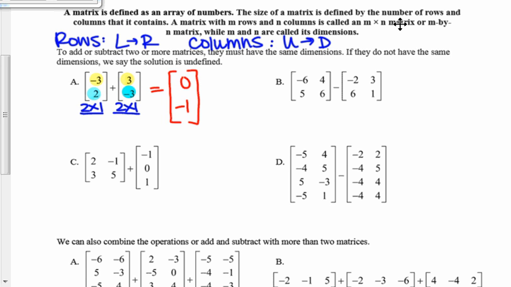Here's my answer. Now let me explain this just a little bit. When we add or subtract matrices, if we can add them or subtract them, which means they have the same dimensions, our answer is just going to be a matrix of the same dimensions. So if I'm adding 2 matrices that are 2 by 1, my result is going to be a 2 by 1 matrix, just like we see here. So we're not going to get just one number as an answer. When we add and subtract matrices, we're going to get another matrix as our answer.